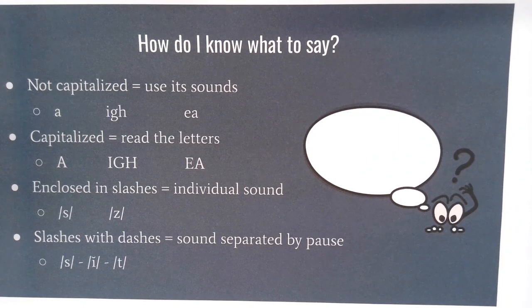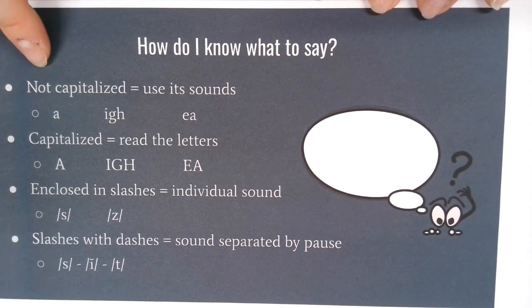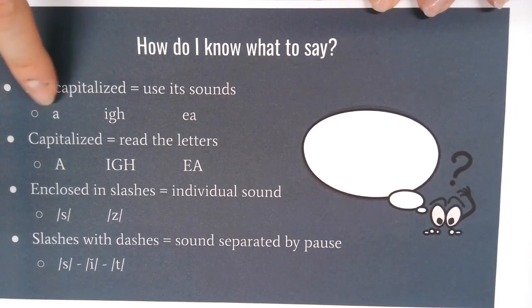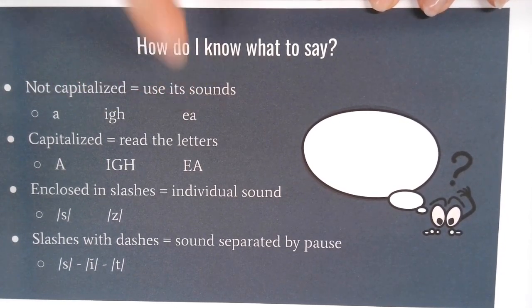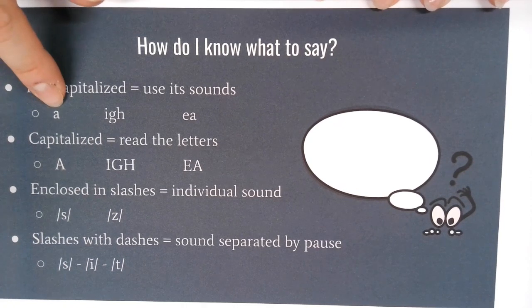So how are you going to know what to say? Well, you're going to see these phonograms represented in different ways in your textbook. And you can also find this information at the front of your book. There's several pages that go through a lot of this information, and I recommend you read that. But if you see a letter that's written and it's not capitalized, so it looks like this, you're not going to say the letter names, you're going to use the phonogram sounds. So when you see this, you're going to say "a, ah."